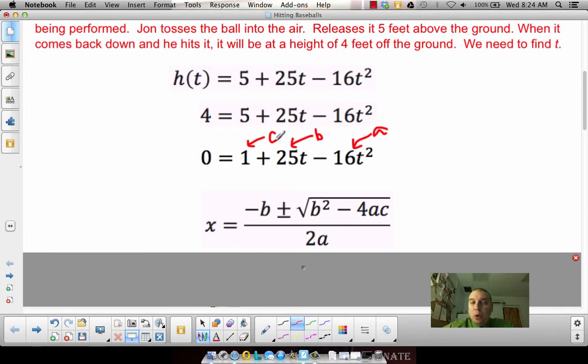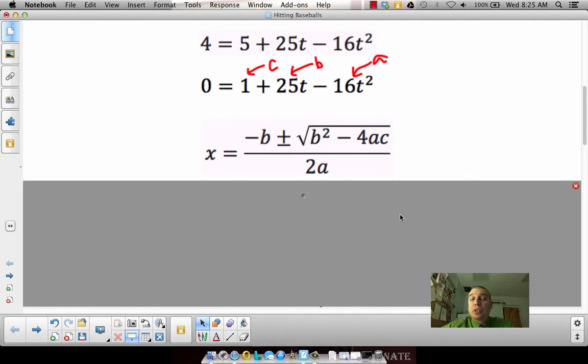This is why I labeled all these first. I take A, I substitute it into there. I take C, substitute into there. Take A, which is negative 16, I put it down into here. So you're just going to take the values, substitute them in, and then solve the particular equation that you have.